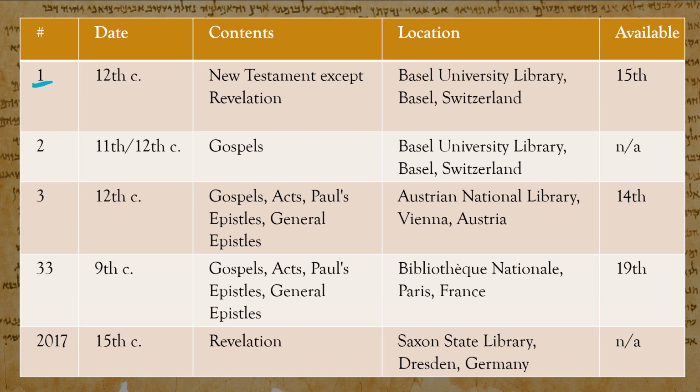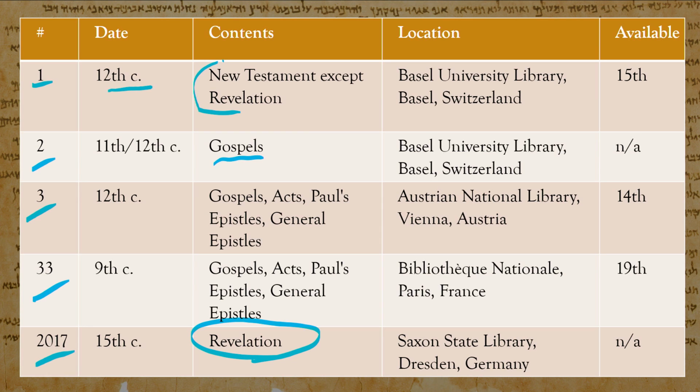So number 1 comes from the 12th century. It has a whole New Testament except for Revelation. Number 2 comes from the 11th or 12th century, just has the Gospels. Number 3 has a lot more. Number 2017 has just the book of Revelation in it. And these are all in different places: Switzerland, Austria, France, Germany. These things are stored all over the world.